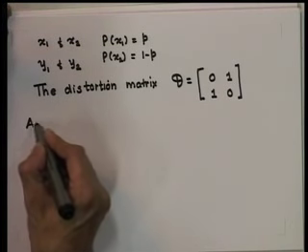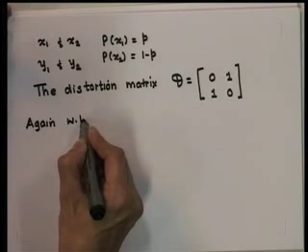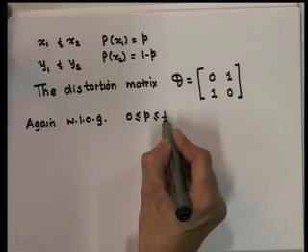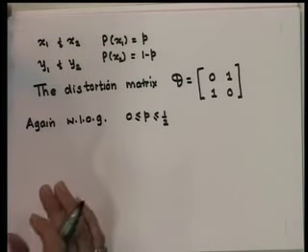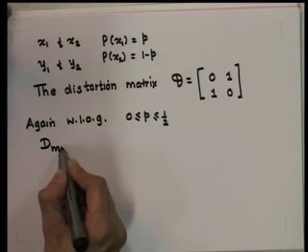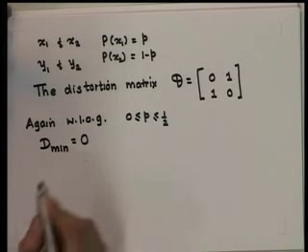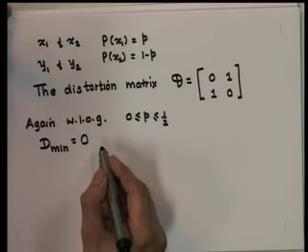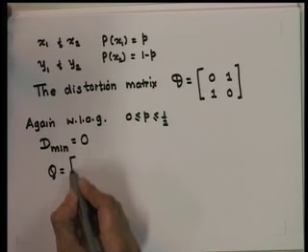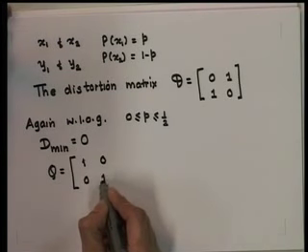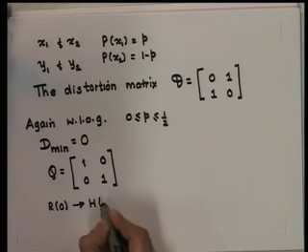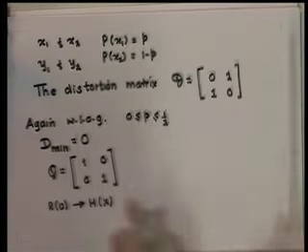Now, again, without the loss of generality, we assume that p is greater than 0 and less than or equal to half. So, in this case, it is easy to see that d minimum is equal to 0, that is, the minimum distortion is equal to 0. And this occurs if we choose for the conditional probability matrix Q equal to 1 0 0 1. The RD function R0 is equal to H(X) in this case.